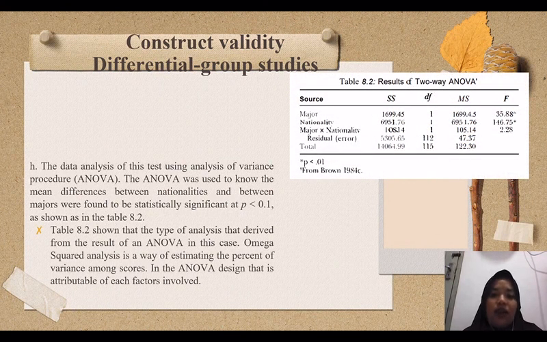This is the data analysis of the test. Table A2 shows the type of analysis derived from the results of an ANOVA, in this case omega squared analysis, which is a way of estimating the percent of variance among scores in the ANOVA design that is attributable to each factor's input.